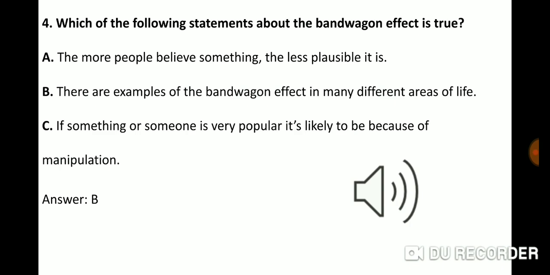Number 4, last one. Which of the following statements about the bandwagon effect is true? A. The more people believe something, the less plausible it is. B. There are examples of bandwagon effect in many different areas of life. Or C. If something or someone is very popular, it's likely to be because of manipulation. Correct answer is B.